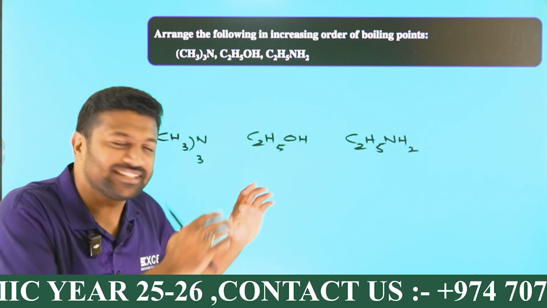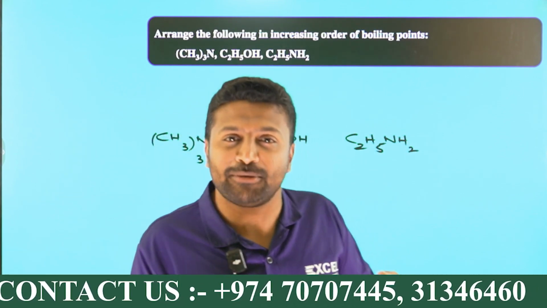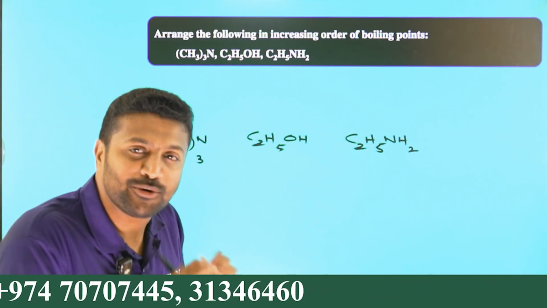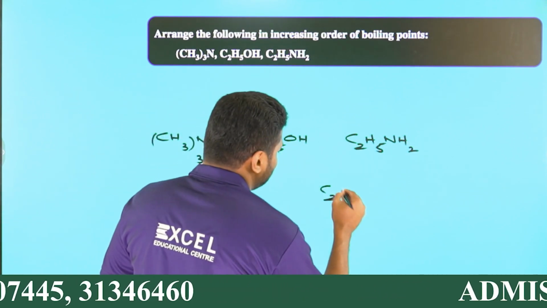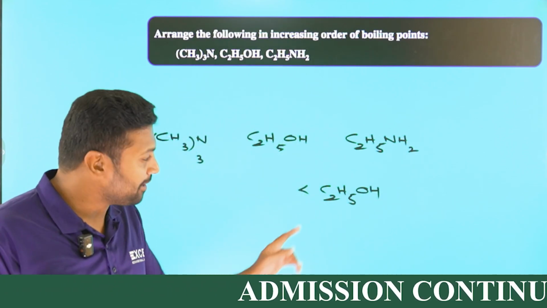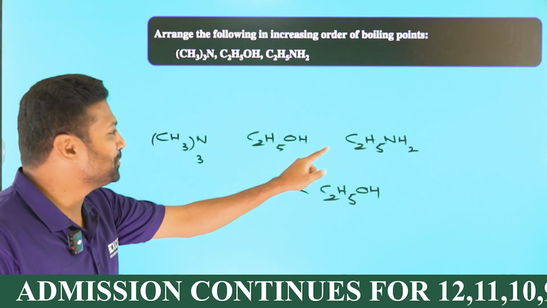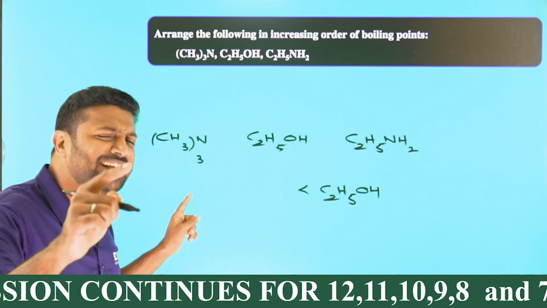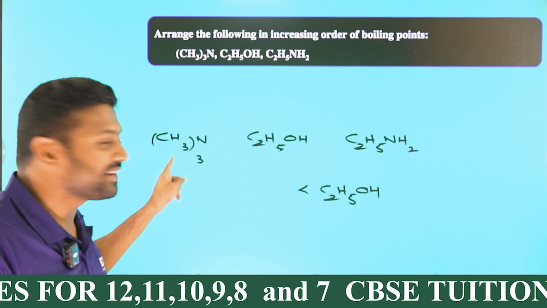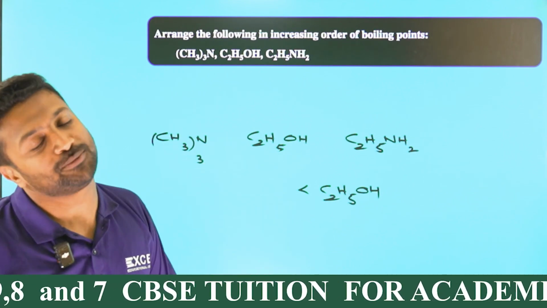Regarding amines and alcohol, the first thing I'm sure of is that among organic compounds having comparable molecular mass, alcohol will have the higher boiling point than amines. So C2H5OH will have the high boiling point. Regarding the amines, one is a 2-carbon amine and the other a 3-carbon. The first criterion for boiling point is molecular mass. Here are 2 carbons, here 3 carbons.